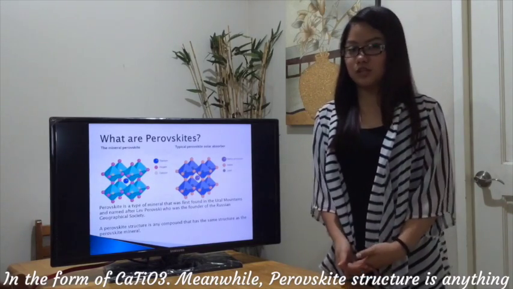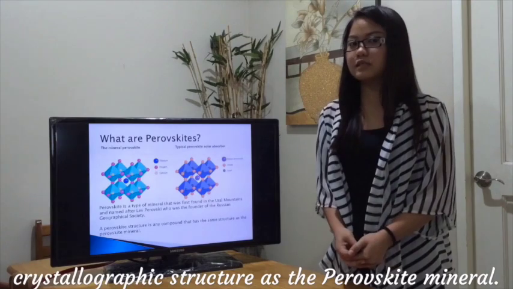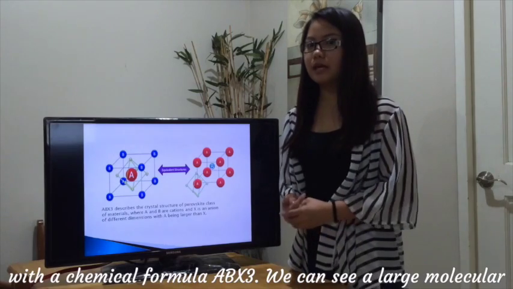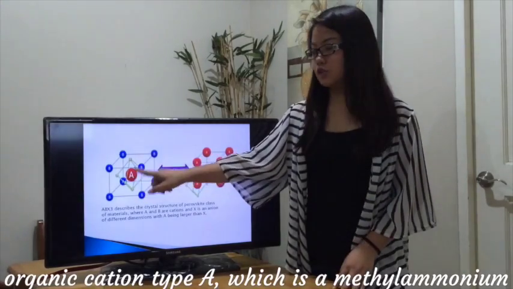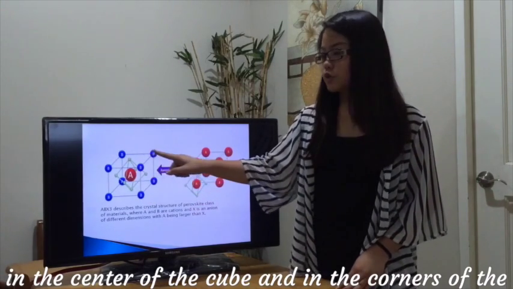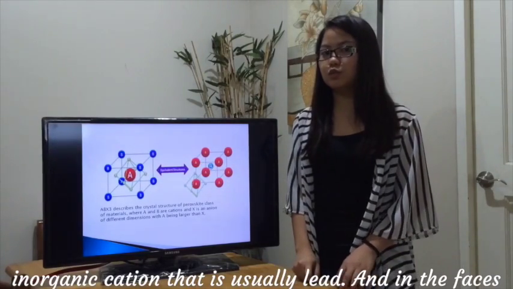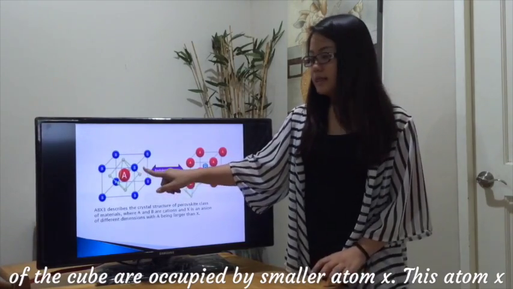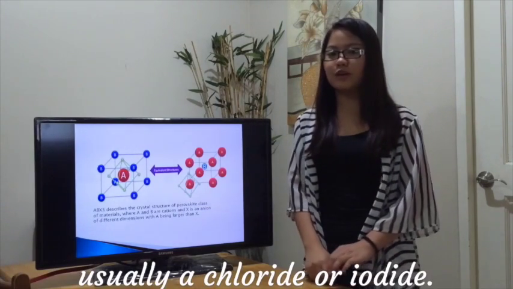Meanwhile, a perovskite structure is anything that has the generic form ABX3 and has the same crystallographic structure as the perovskite mineral. In this slide, we can see a structure of a perovskite with the chemical formula ABX3. We can see a large molecular organic cation, type A, which is a metal ammonium, in the center of the cube. The corners of the cube are occupied by a smaller atom B, which is a metal cation that is usually lead. And the faces of the cube are occupied by smaller atom X. This atom X is a halogen anion, which is usually a chloride or iodide.